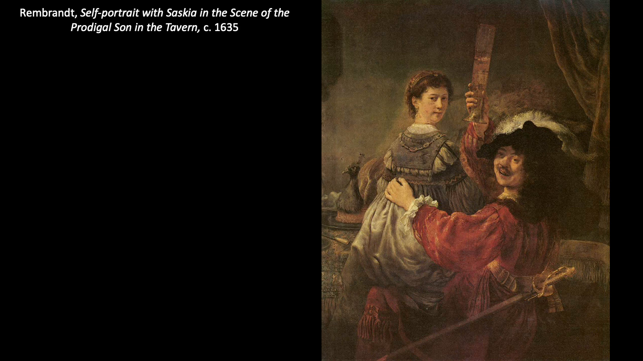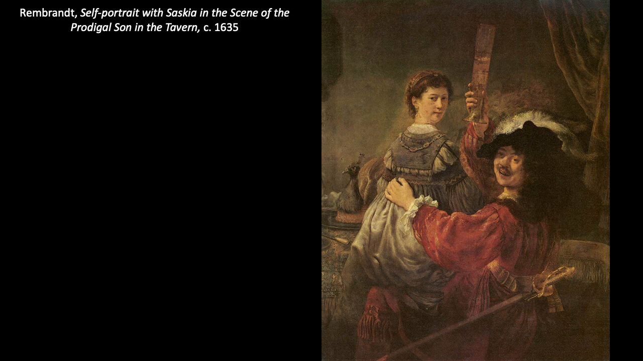So here we have a self-portrait from a bit earlier in his career. This is his self-portrait with Saskia in the scene of the prodigal son in the tavern. So here Rembrandt appears as the prodigal son from the biblical story of the young man who rebels against his father's wishes by spending all of his inheritance money.